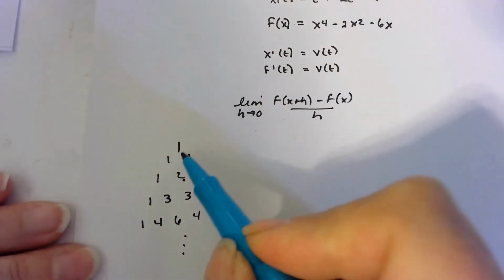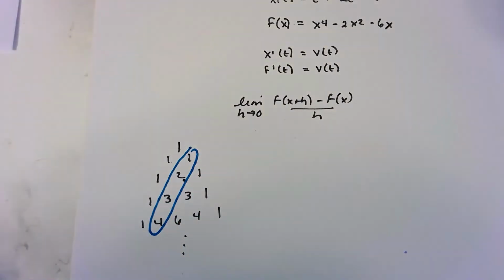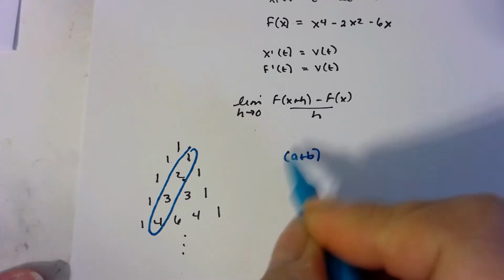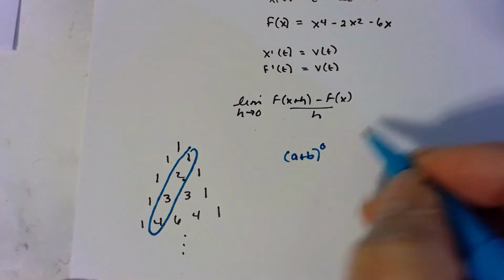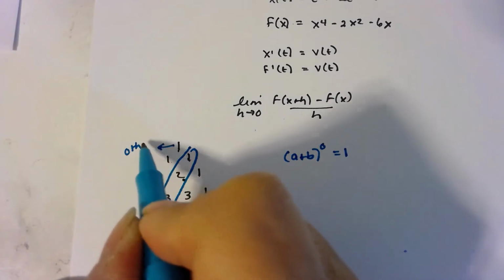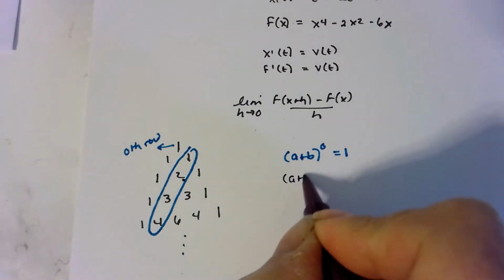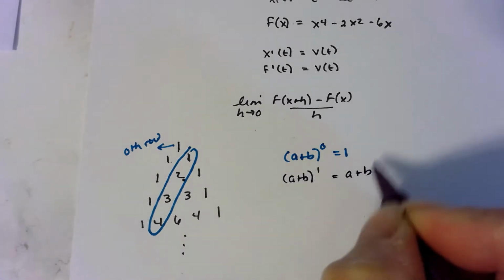I want you to know that this diagonal right here represents the row number from row number 1. And here's why. If you have a binomial, meaning two terms raised to a power, a plus b to the 0 is 1, right? So this right here is the 0th row. A plus b to the first power, well, it's just a plus b, or 1a plus 1b.